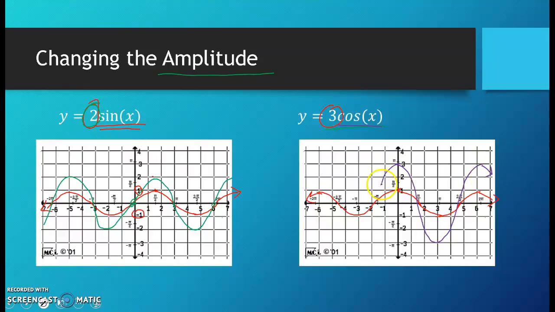Same thing in the negative direction. It's going to come down and be at -3 by the time I get to pi, and it's going to be up at +3 by the time I get to 2 pi. And the amplitude has been tripled by multiplying it by 3. And so we would say the amplitude here is 3, where over here the amplitude for this problem is 2, when normally the amplitude is just 1.